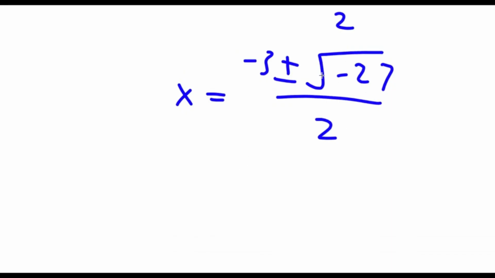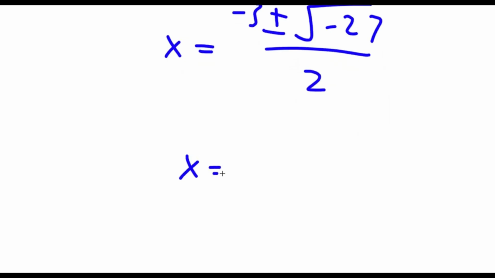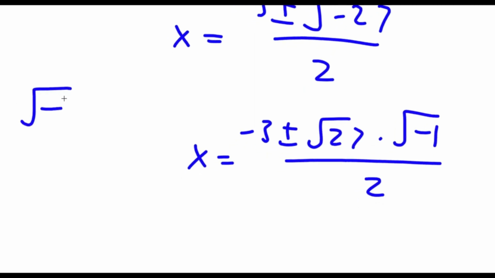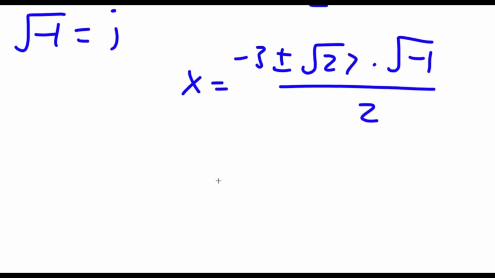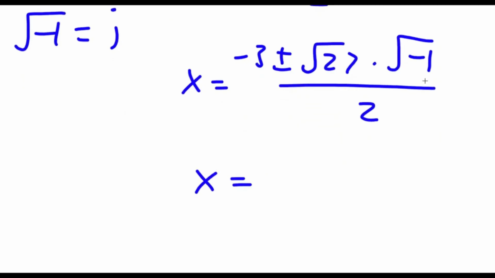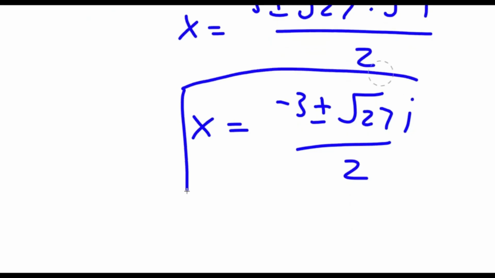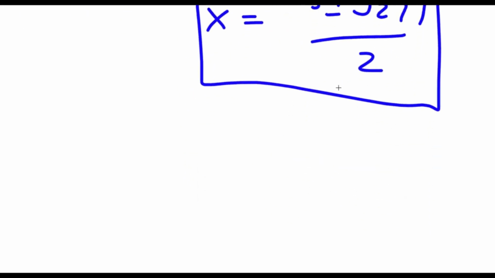Now the square root of negative 27, I can rewrite as the square root of 27 times the square root of negative 1. And if you guys didn't already know, the square root of negative 1 is actually equal to the imaginary number i. So now, if I replace the square root of negative 1 with i, I get negative 3 plus or minus the square root of 27, i over 2. So these are two other solutions to this problem.